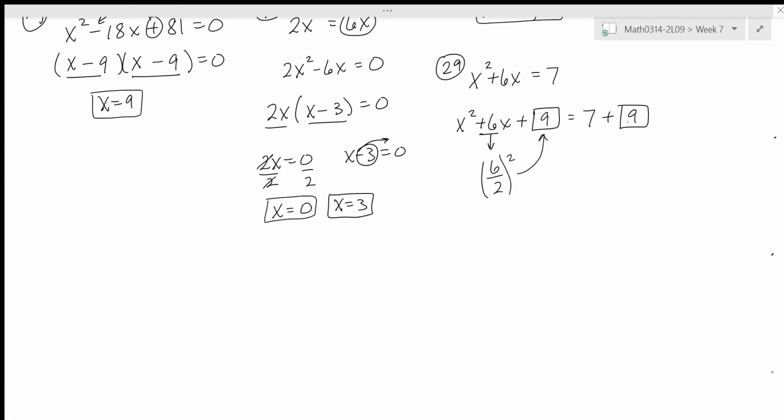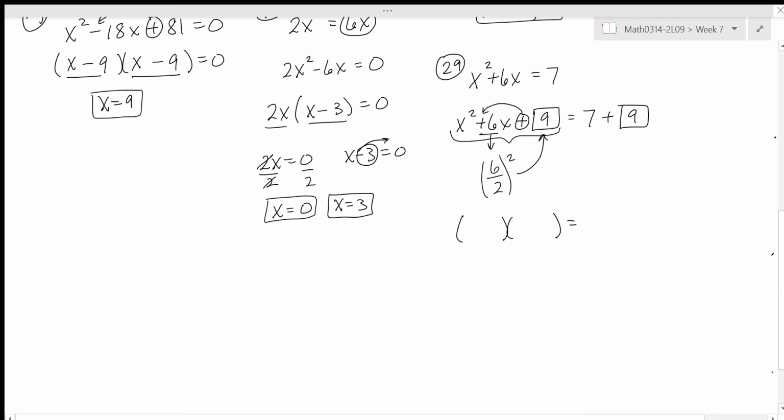Have I lost anybody yet? No? Okay, I'll keep trying. Now, if you look at what I've created, I now have a trinomial that's going to factor nicely. So let's see if we can factor this trinomial we just created. Can you read the signs?